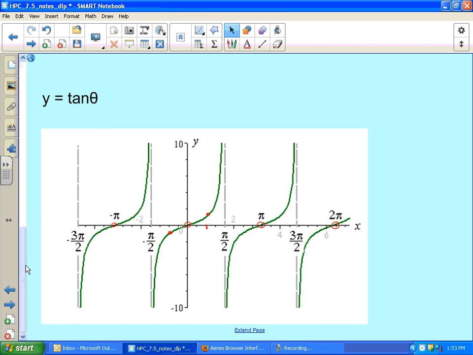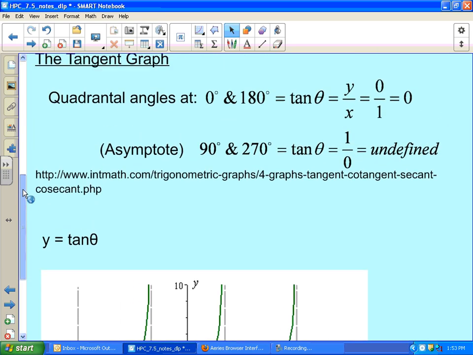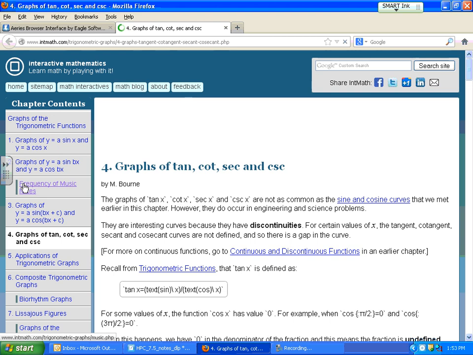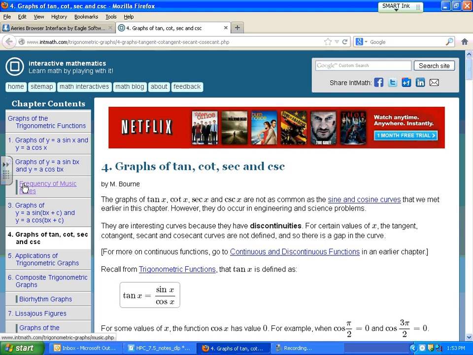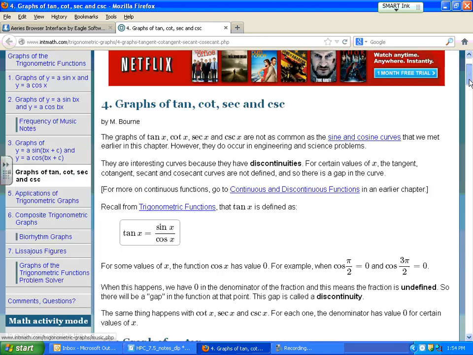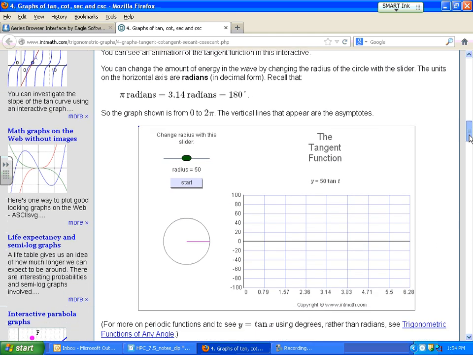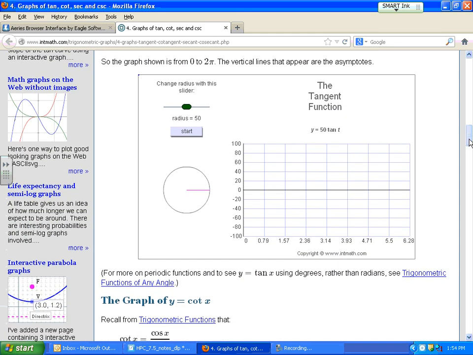All right, I'm going to show you the other curves with the use of this little website here, just to see where they're coming from, and then we'll just give you the sketch. So here is where these curves come from if we think about our unit circle.